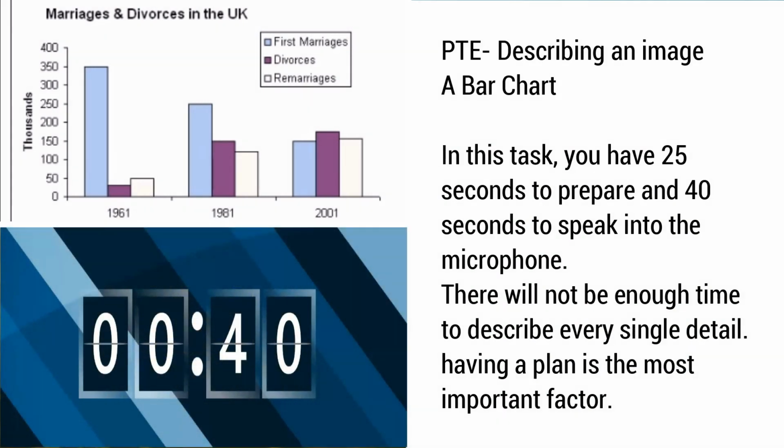Hi everyone. Today we are going to look at describing a bar chart for the PTE test, and there will be a model answer. Now, as you know, the allocated time for this task, which is a speaking task, is in total 65 seconds. That's 25 seconds to prepare and 40 seconds to speak into the microphone. Now, that's not a lot of time, so we have to use our time very wisely.